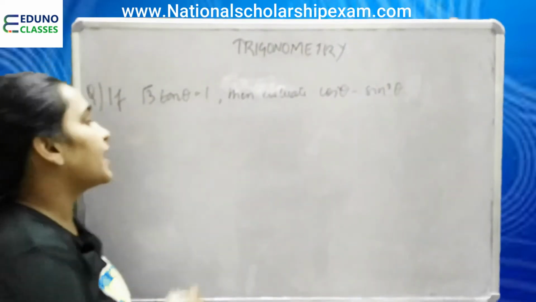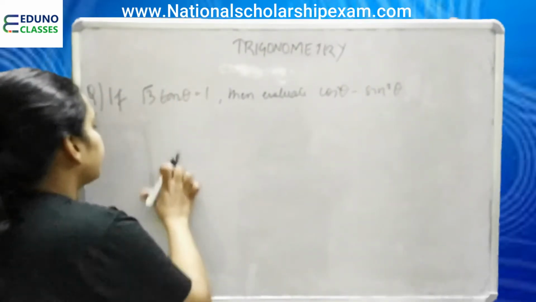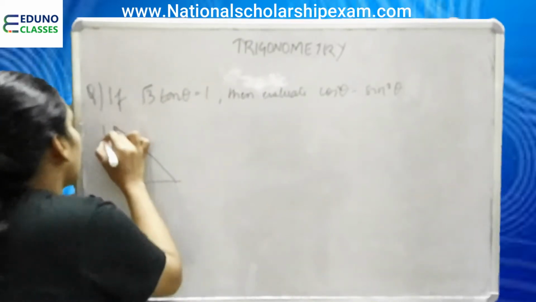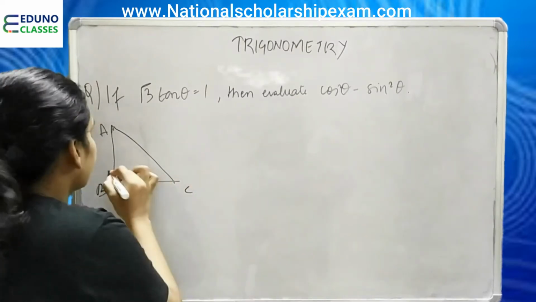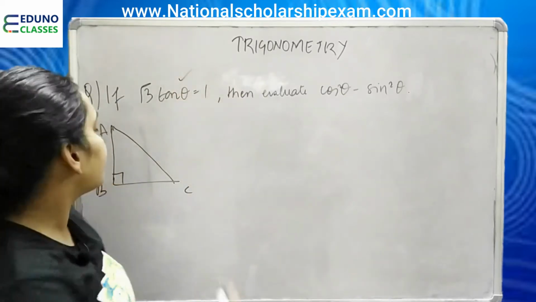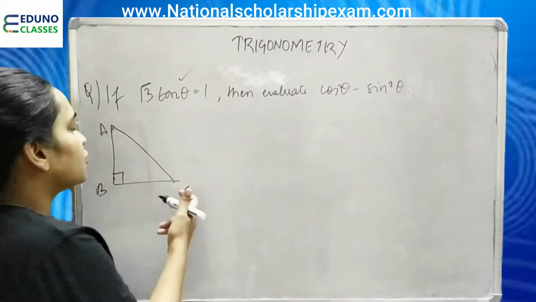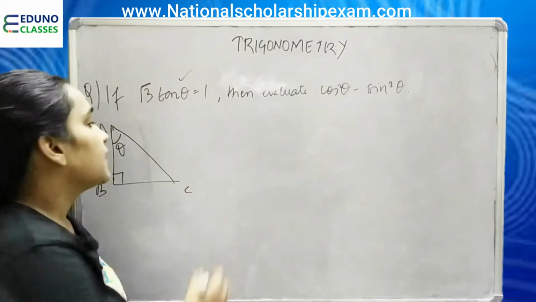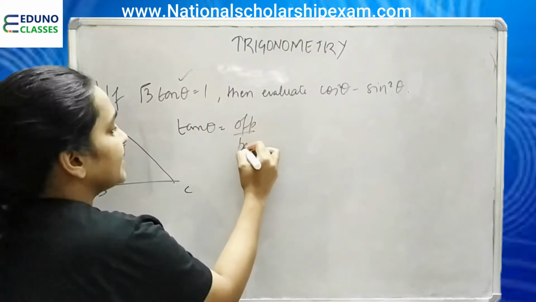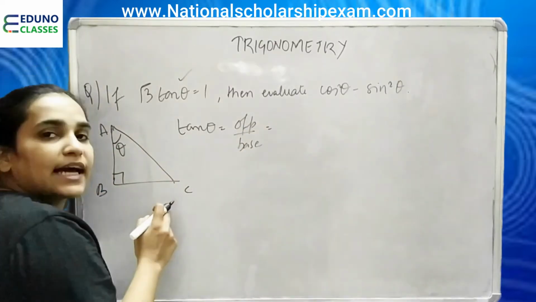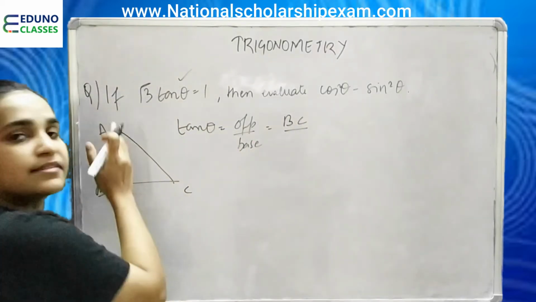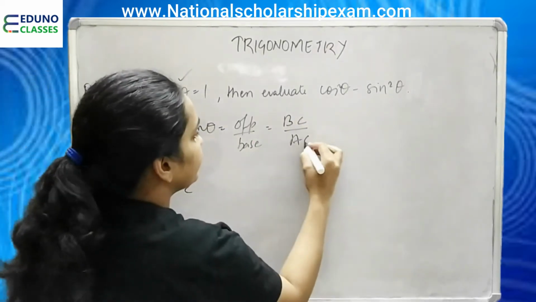So how do we start these kind of questions? We make a triangle first and then we specify all the points, then we specify all the angles. It is talking about some theta, right? So we have to consider any angle theta, either this or this. Let us consider this. Tan theta formula is opposite upon base. Opposite to theta is BC. Base to theta is AB.